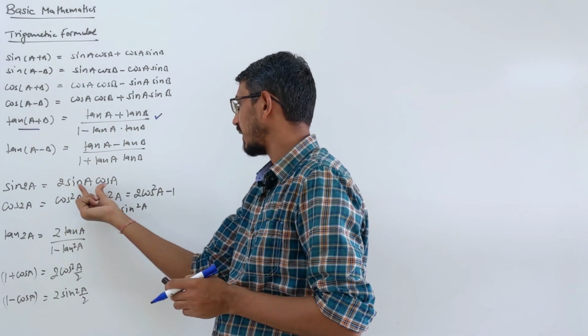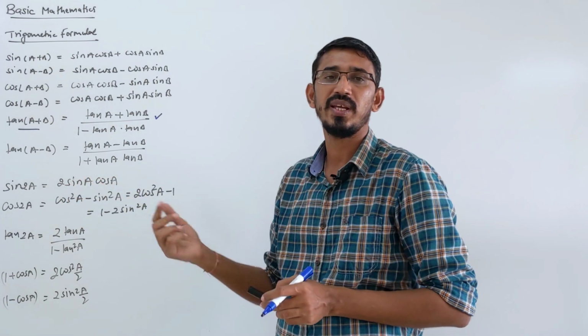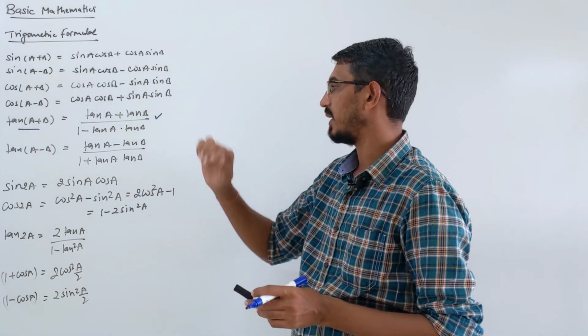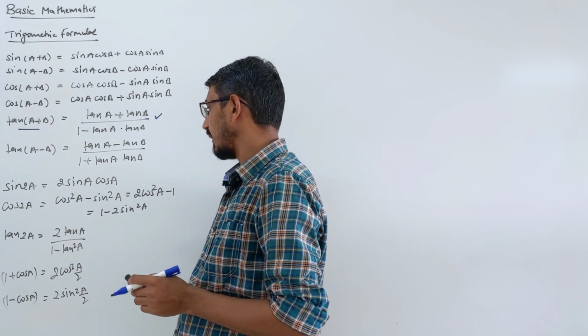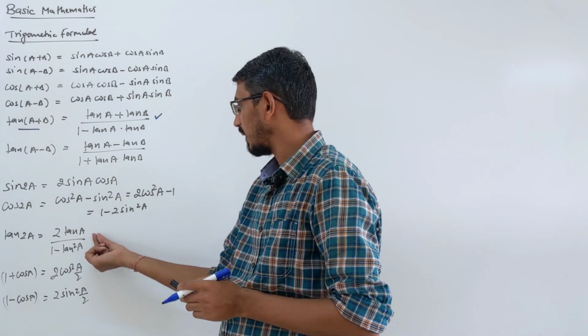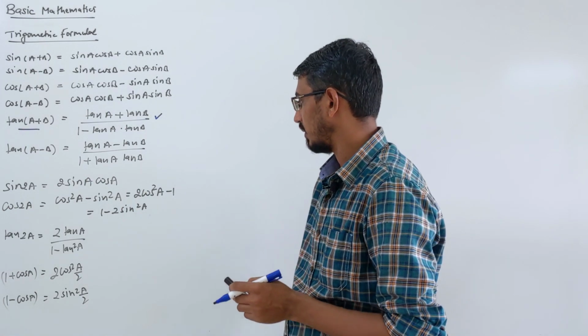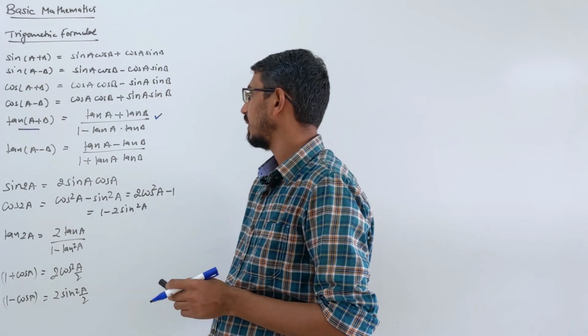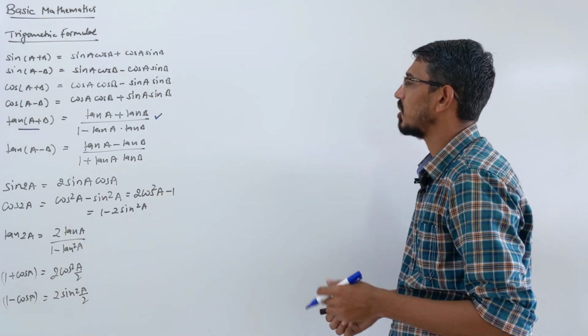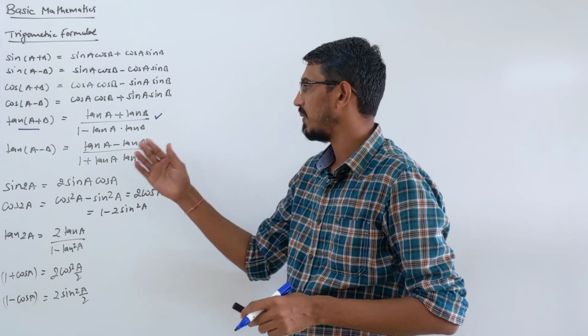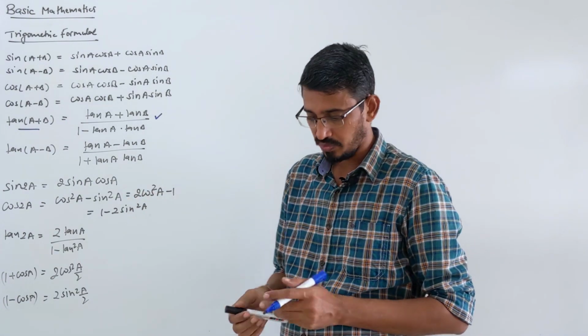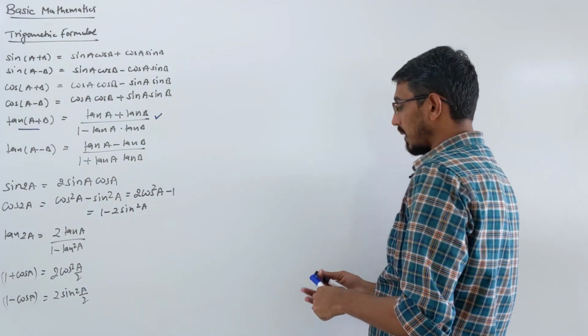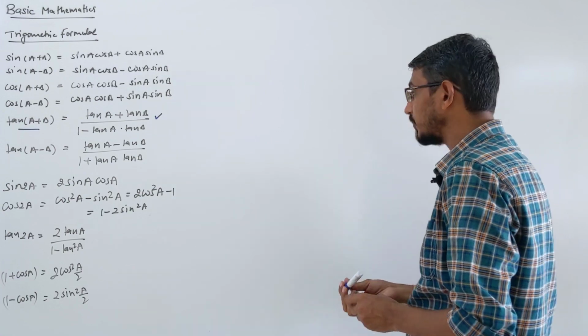Sin 2A, 2 sin A cos A, is very important in our projectile motion. When we write height and range, we will use this formula actually. And this formula and this formula will be used in optics. Means they come in different chapters. Just remember them right now. I will tell you the use with every chapter when the questions come. Please note down these formulas also.